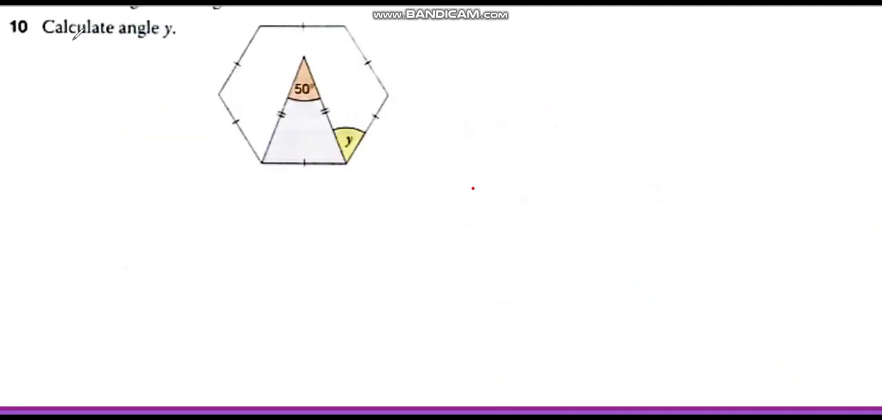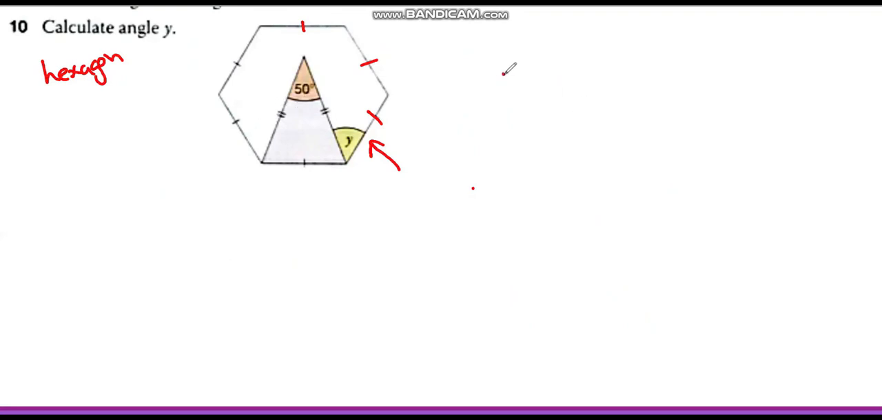In question number 10, we have to calculate the size of angle y. First of all, we can see that we have an equal-sided polygon, and there are 6 sides, which means it's a hexagon. So we are actually dealing with the interior angles. First of all, we have to figure out the size of each interior angle.